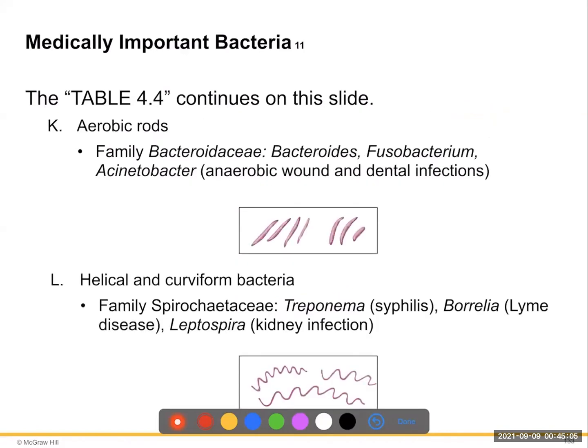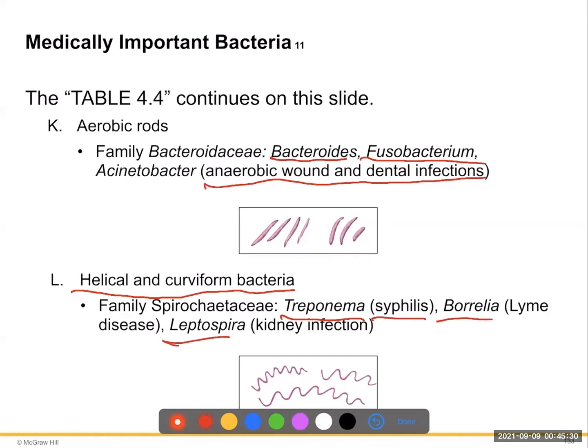Bacteroides. Fusobacterium causes anaerobic wound and dental infections. Anaerobic wounds are without oxygen and they fester. These are helical and curved bacteria. Treponema causes syphilis. Borrelia causes Lyme disease. Leptospira causes kidney infections. And those are helical form bacteria.